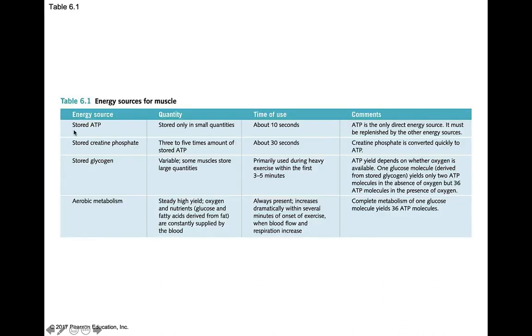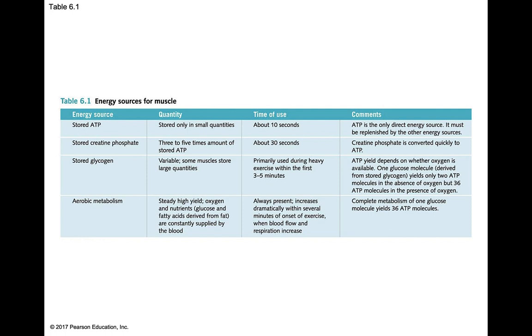Now, here we can look at the sources. Stored ATP is in very small quantities, and we basically use all of that in about 10 seconds. Now, remember, ATP is the only direct energy source, and we're going to regenerate that from other molecules. Stored creatine phosphate, let's think of this as a phosphate reservoir, and we have about 3 to 5 times the amount of creatine phosphate than we do stored ATP. This will last for about 30 seconds. Creatine phosphate is very quickly converted into ATP.